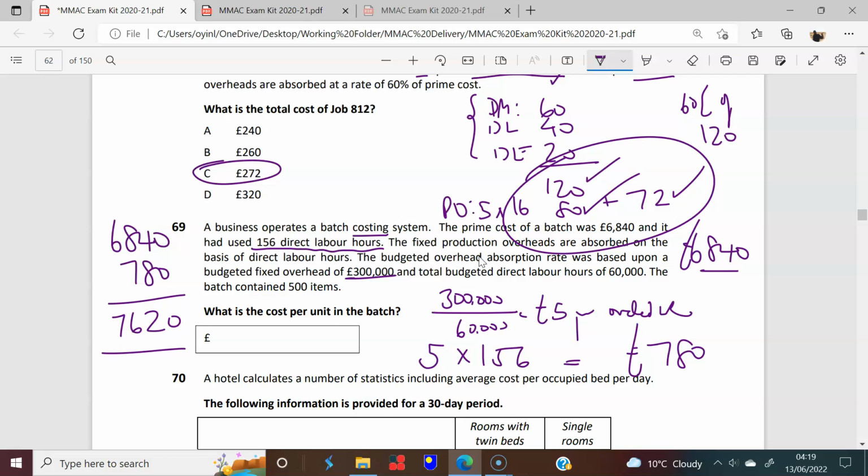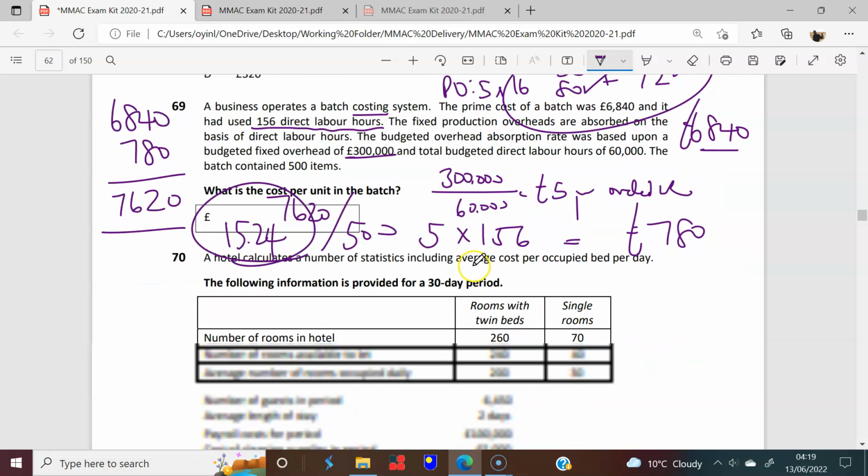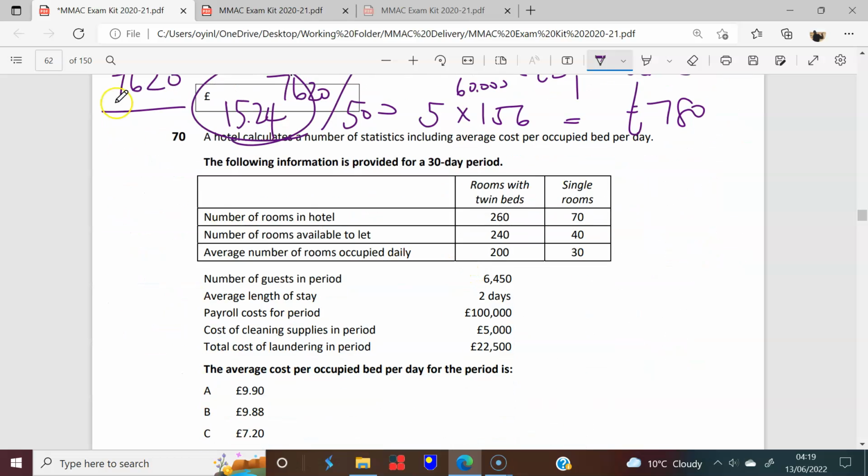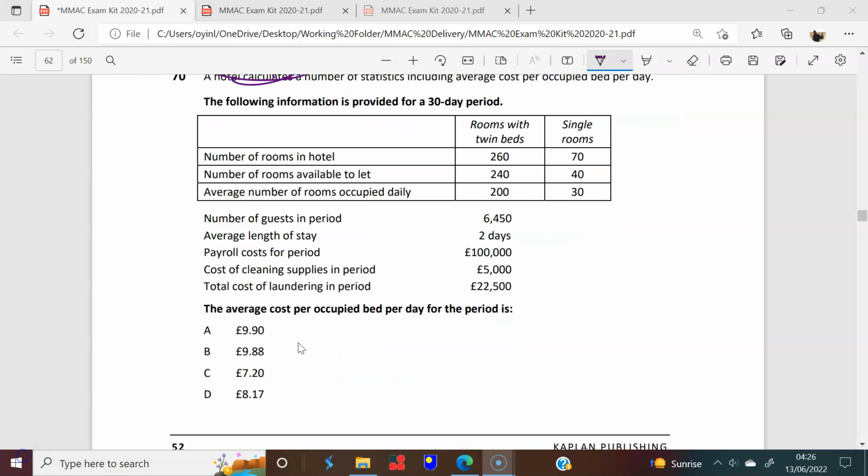There are 500 items in there. So it is 7,620 divided by 500, because that's what's in each of that. And so you have a figure of £15.24. And that's how we deal with question 69, £15.24. Yeah, good.